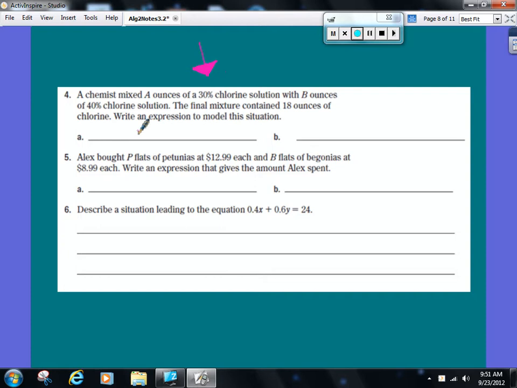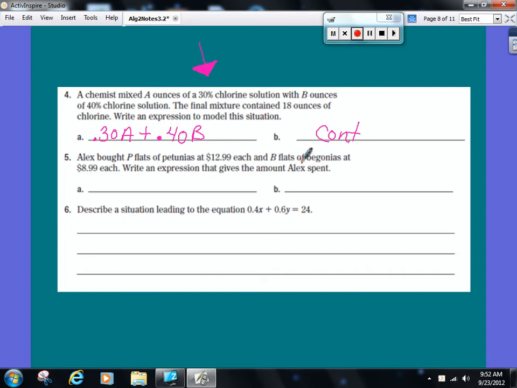He mixed A ounces of a 30% chlorine solution with B ounces of 40%. Remember, percent means out of 100. So this is talking about 0.30 of A plus 0.40 of B. If I was actually going to write an equation, not an expression, I would have written equals 18. This is extra information for this exact problem, but if I was looking to solve it, I would have said it equals 18. Can you have half of an ounce? Yeah, you can. Continuous.